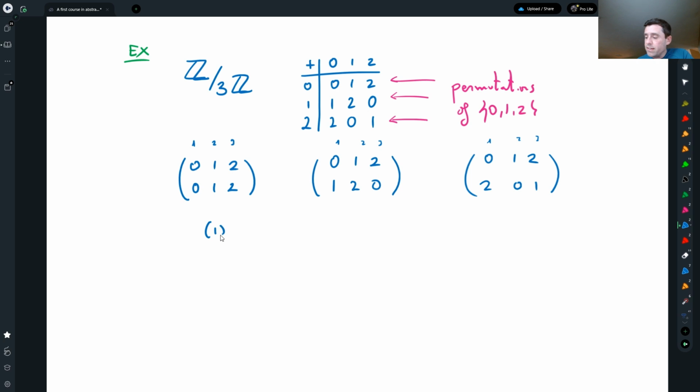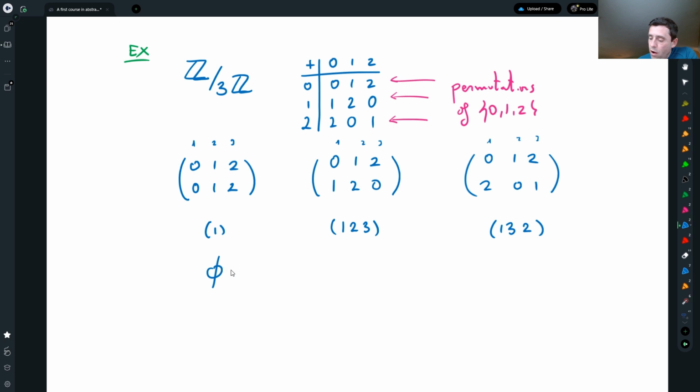So this is the identity cycle. This is the cycle that sends 1 to 2, 2 to 3, and 3 to 1. So this is the cycle (1 2 3). And this would be the cycle that sends 1 to 3 and 3 to 2. So it's exactly those three elements.